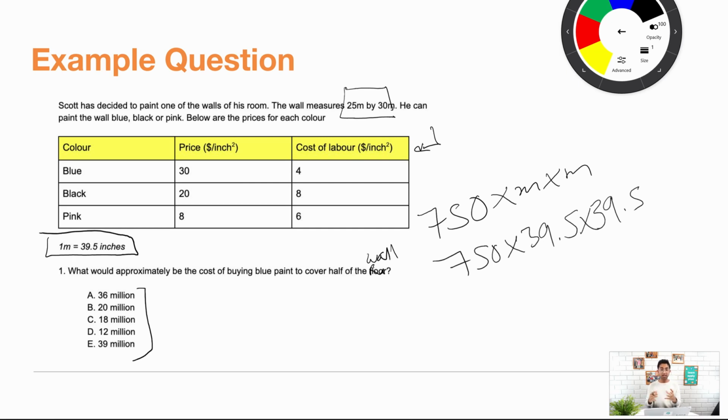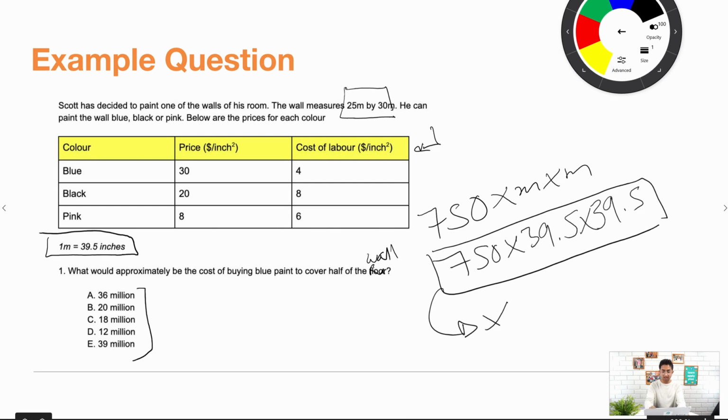Once you know your area in inches squared, you have to figure out the price. We're not going to do this calculation because it's way easier to do it in the calculator. So what I would do is plug that into the calculator and then multiply. So that's your inches squared. Now the price for blue paint is 30, and then the cost of labor per inch squared is 4. So you can just add that up, 30 plus 4.